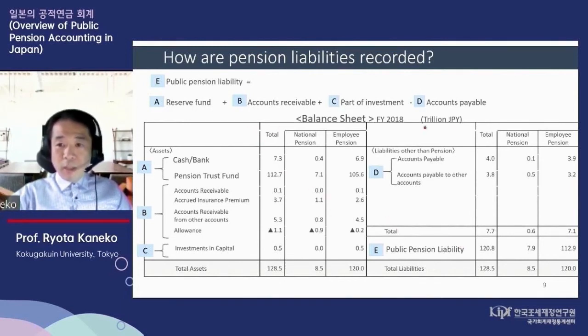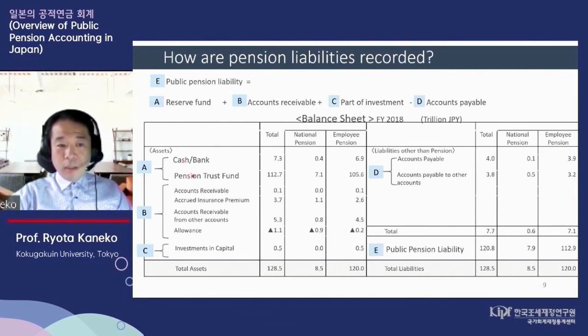This is the balance sheet of our special pension account. As you can see, on the asset side, cash and pension trust fund are the majority of the assets. These are the reserves. And on the liability side, you can see public pension liability. It's almost 120 trillion Japanese yen. It means that this cash and these pension reserves are considered to be the liability.